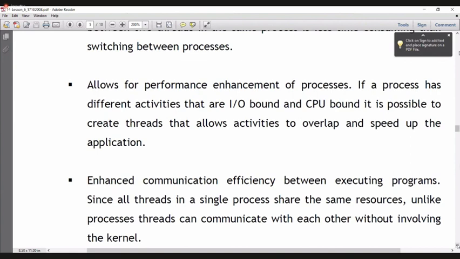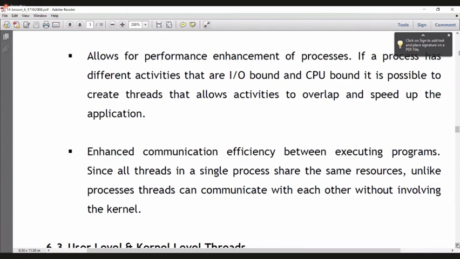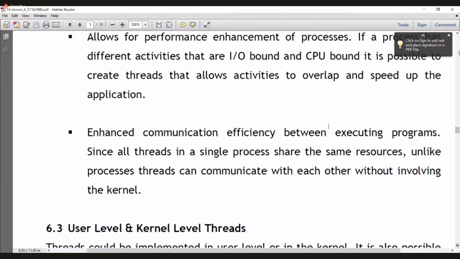It is possible to create threads that allow activities to overlap and speed up the application. So in the same process, if you need to read something from a flash drive, pen drive, and also do CPU operations, if you have different threads, they can run independently. You don't have to wait until one finishes. So it's a performance enhancement.